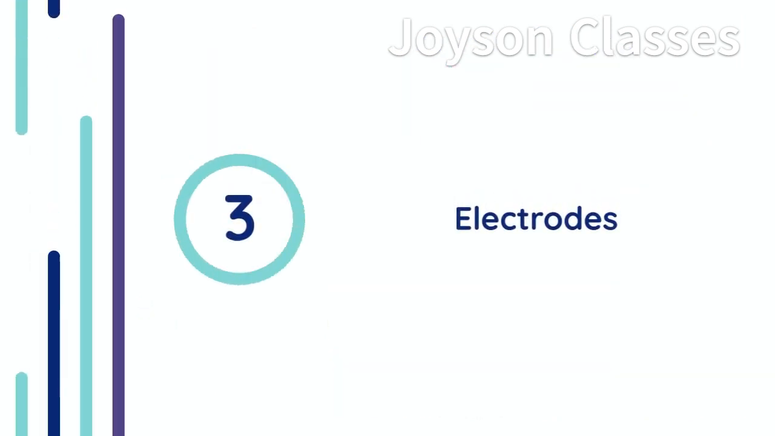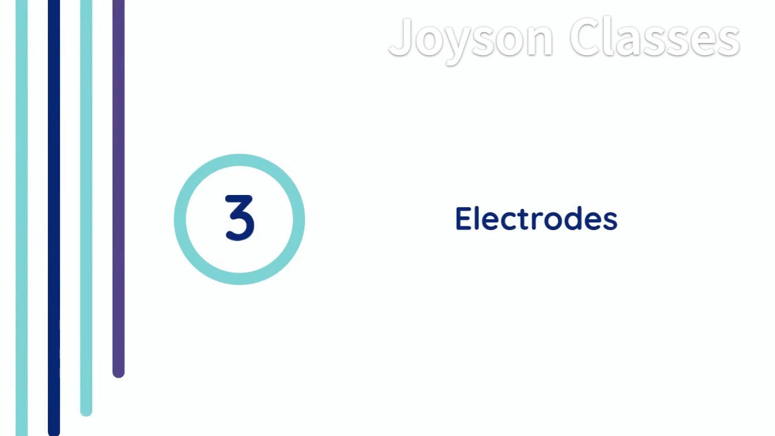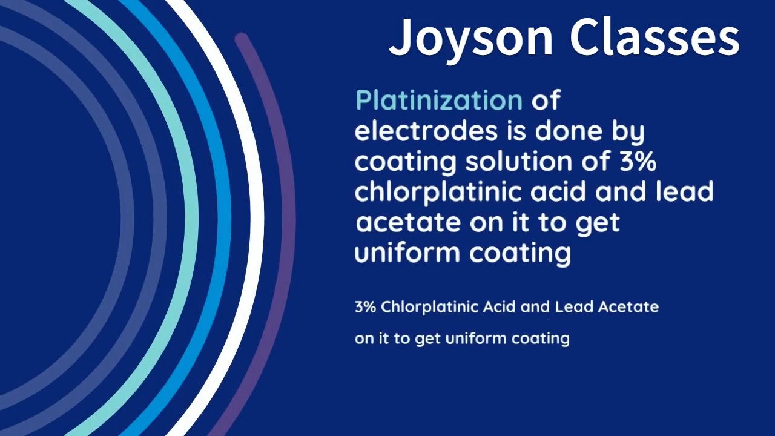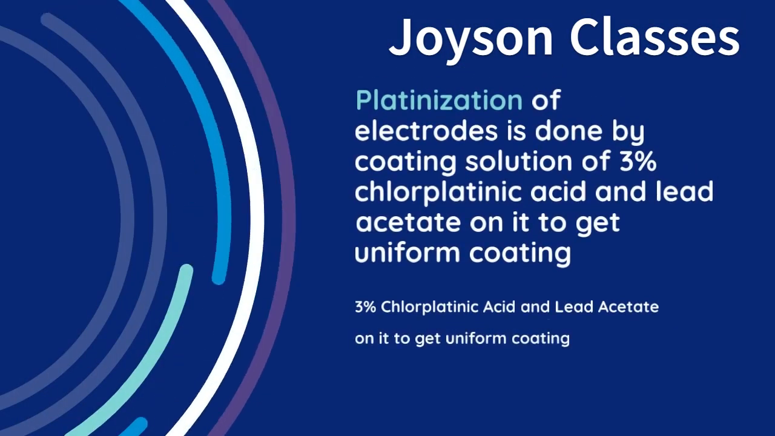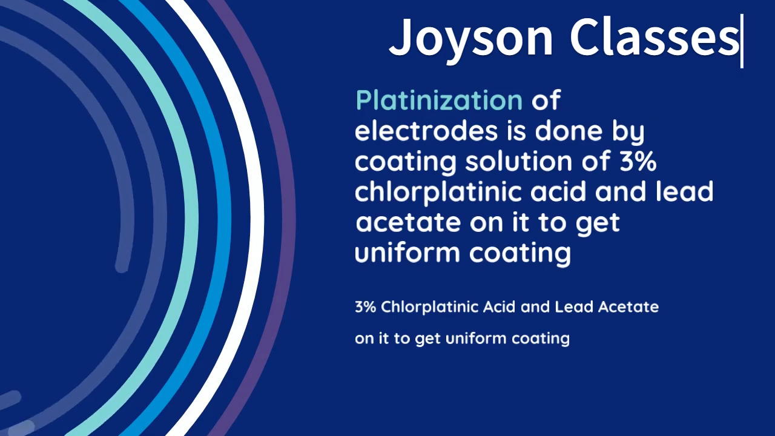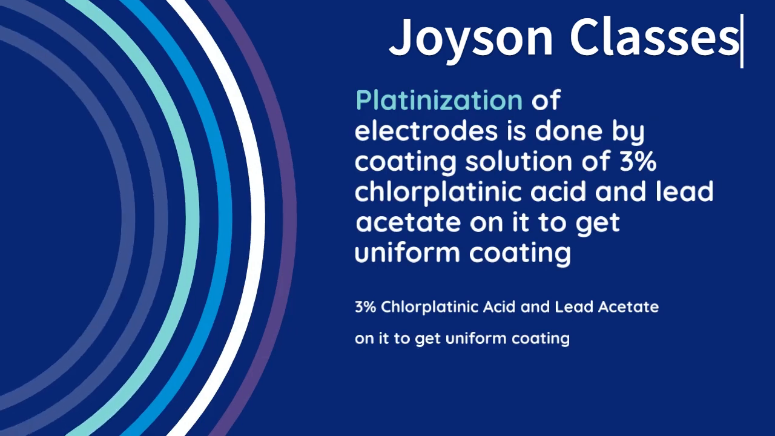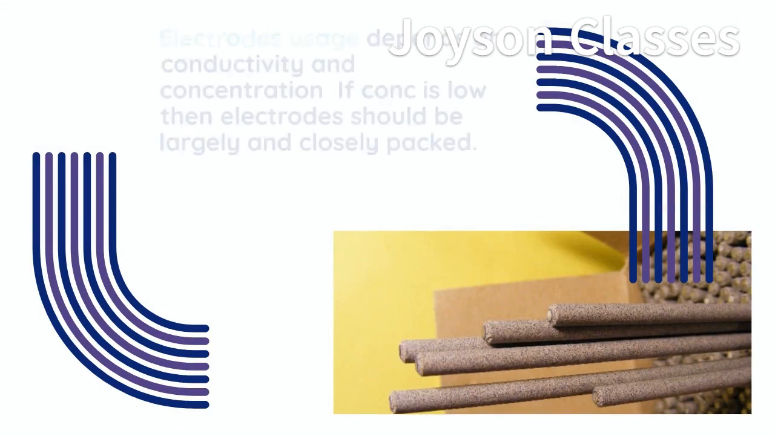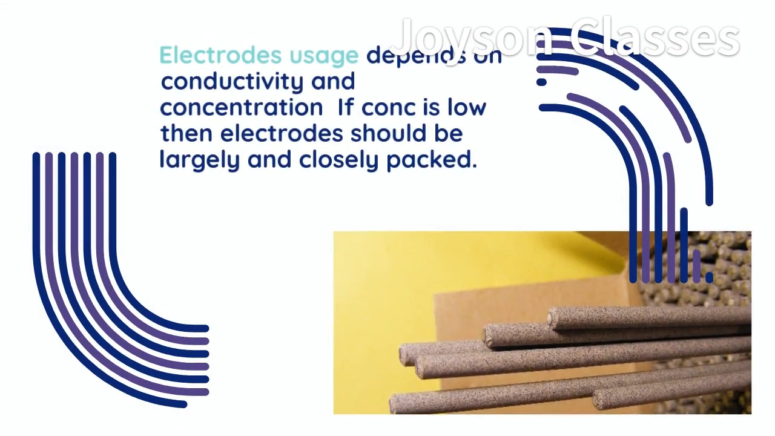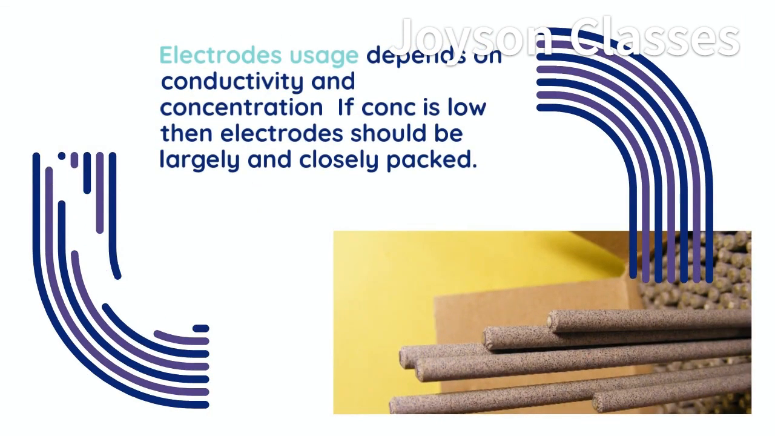Electrodes: platinization of electrodes is done by coating a solution of 3% chloroplatinic acid and lead acetate on it to get a uniform coating. Electrode usage depends on conductivity and concentration. If the concentration is low, then electrodes should be large and closely packed.